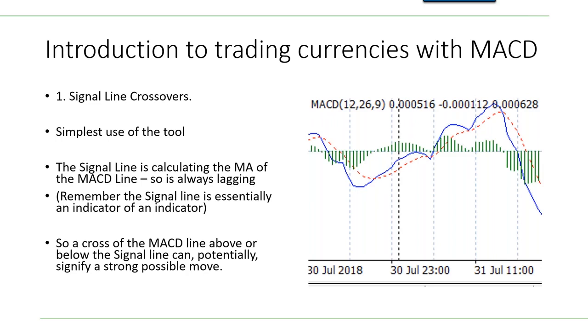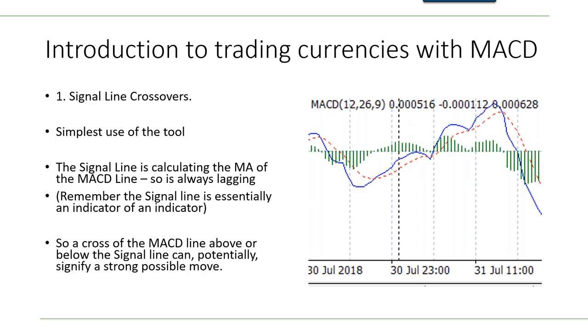So what are the ways that people actually utilize this to help them trade currencies with MACD? Well, the first way, and the simplest use of it, is a signal line crossover.